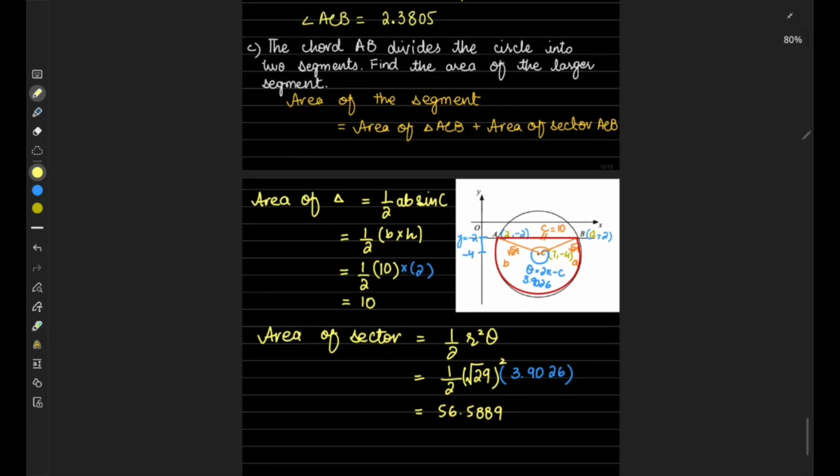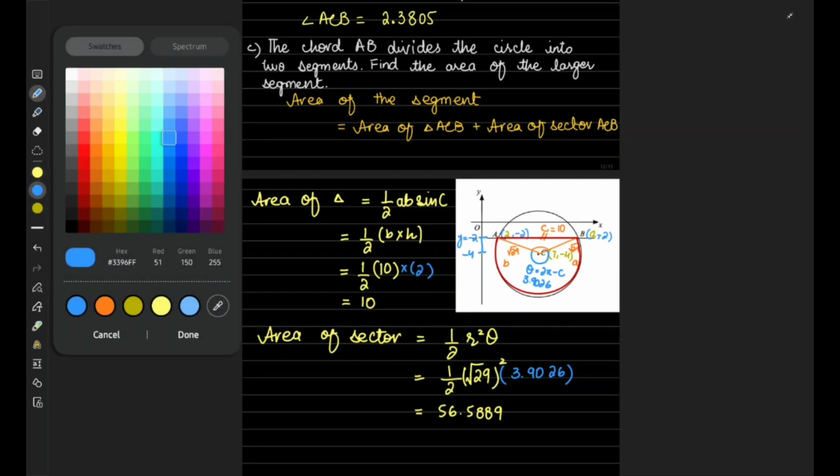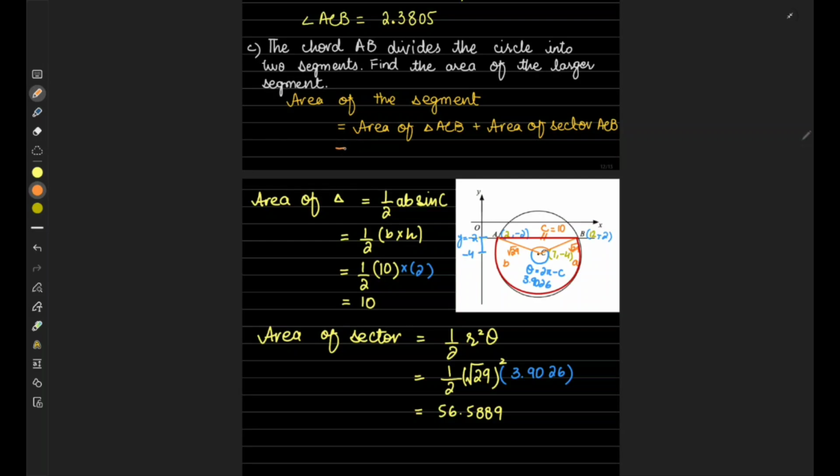So now adding up these two areas, because you need the area of the whole segment. So it turns out to be, now I am substituting the values above, area of the triangle is 10 plus area of the sector is 56.5889. So it turns out to be 66.588.